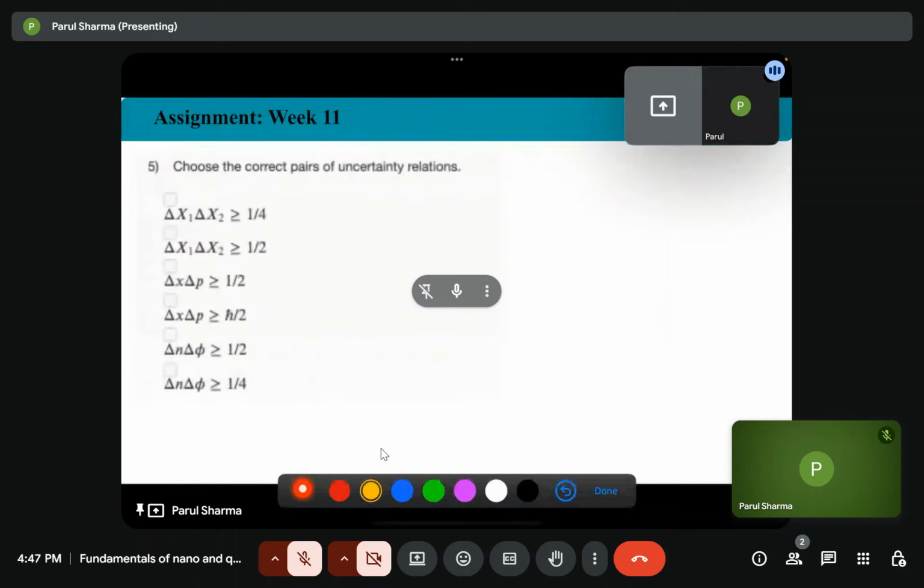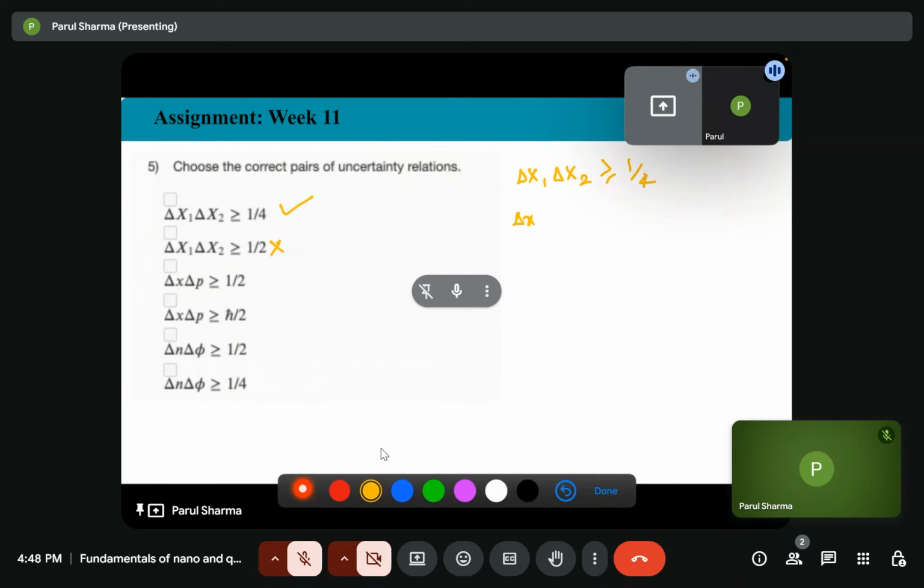The next question is: choose the correct pairs of uncertainty relation. So we saw delta x1, delta x2 is greater than 1 by 4, not 1 by 2. So this is correct.